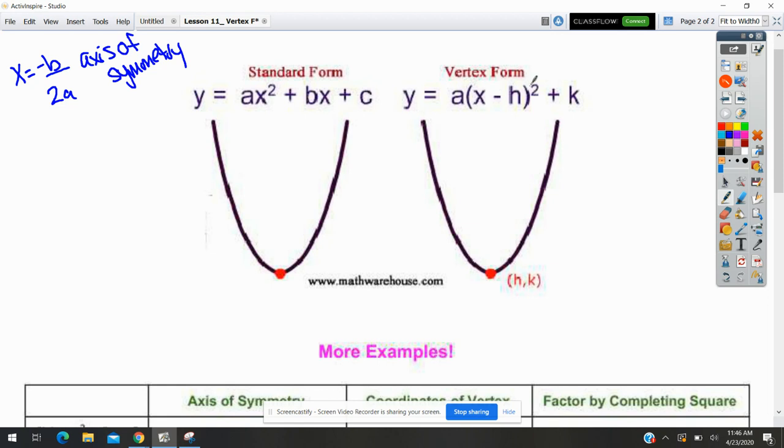And now, vertex form looks like this. When you have a binomial squared, you might have a value in front, usually not in Algebra 1, plus the value. So the h, the number that's inside the binomial, is going to be the x value of your vertex, and the number outside of your binomial squared is going to be your y value, okay? And again, you get vertex form by completing the square.